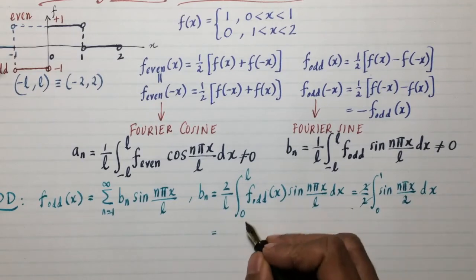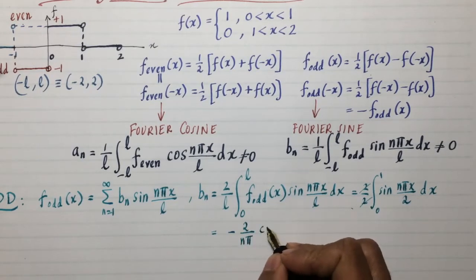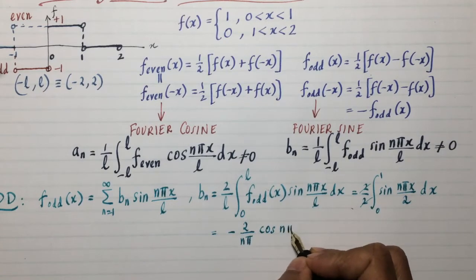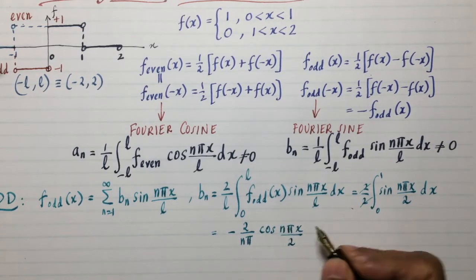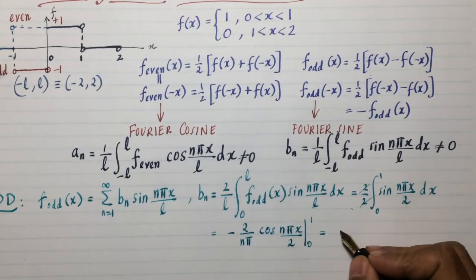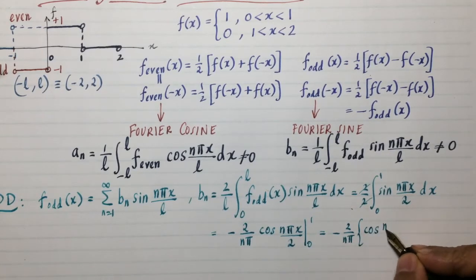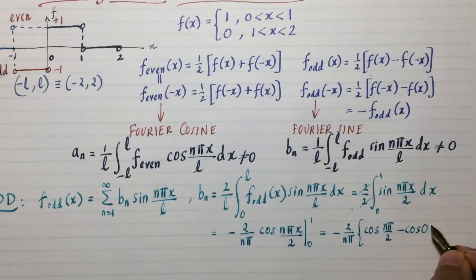The integral of sine is this negative cosine, so that's negative 2 over n pi cosine n pi x over 2 between 0 and 1. So that's going to give me negative 2 over n pi cosine n pi over 2 minus cosine 0, which is 1.